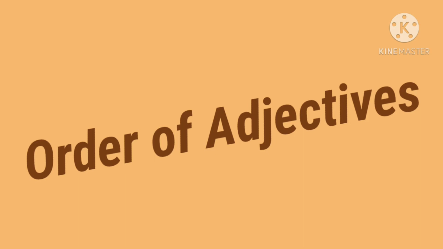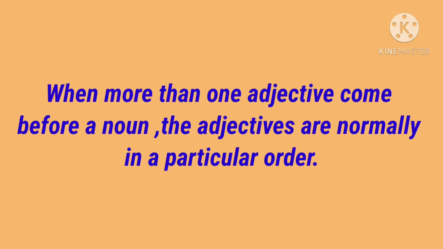What does order of adjectives mean? When more than one adjective comes before a noun. Listen carefully. When more than one adjective comes before a noun, the adjectives are normally in a particular order.